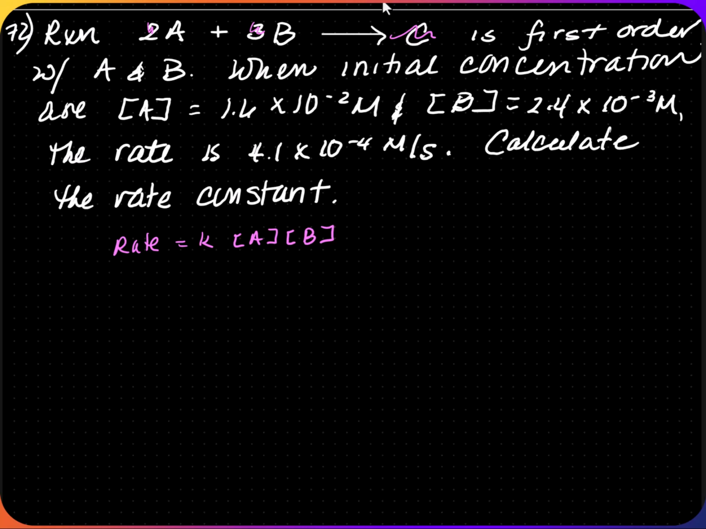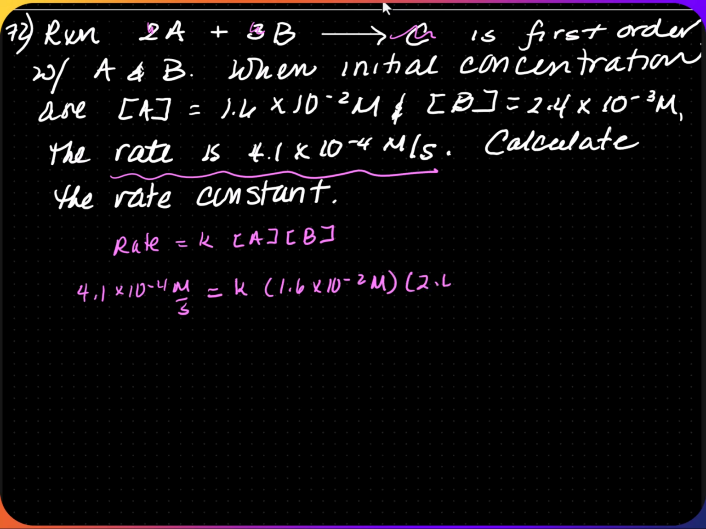So all we're doing is plugging in and solving. So this is 4.1 times 10 to the -4 molars per second, because they gave you the rate as this, equals K. The concentration of A was given as 1.6 times 10 to the -2 molars. And B was 2.4 times 10 to the -3rd molars. So rearrange and solve for K. With correct sig figs, it's 11.